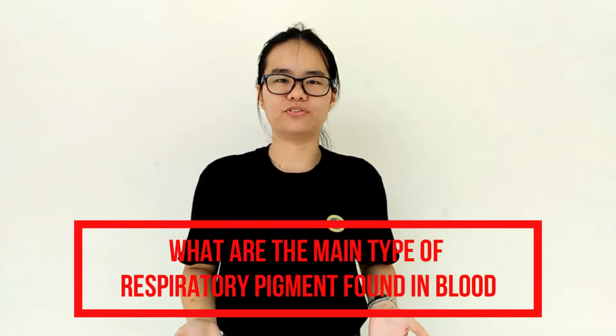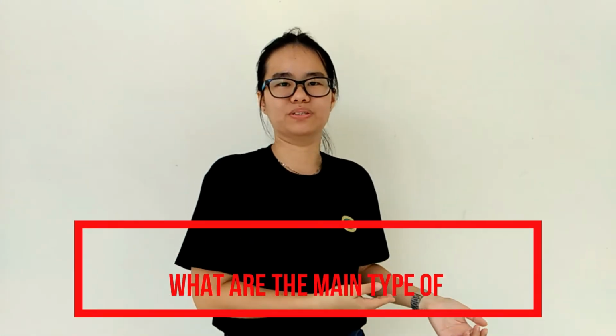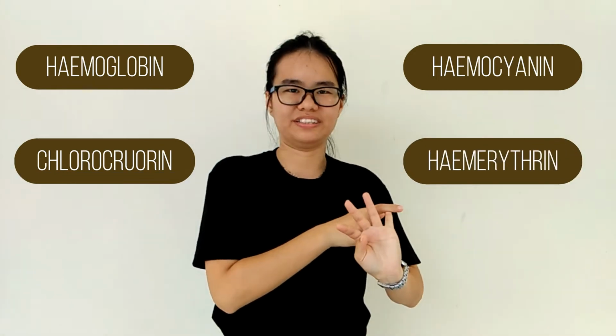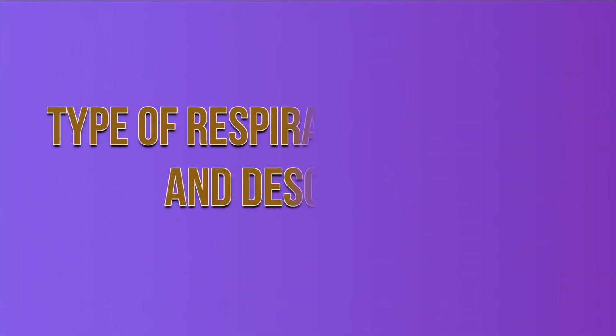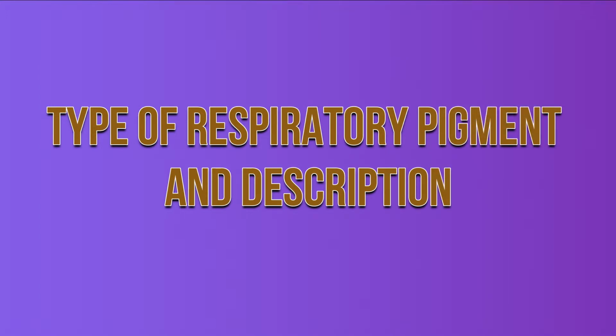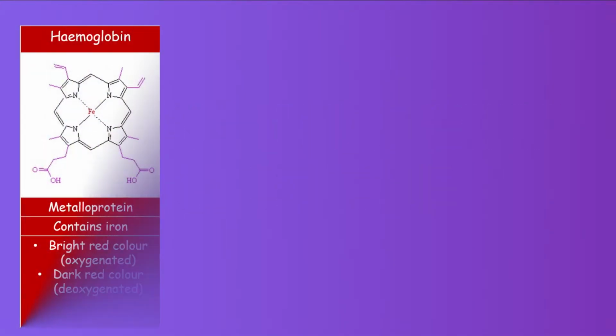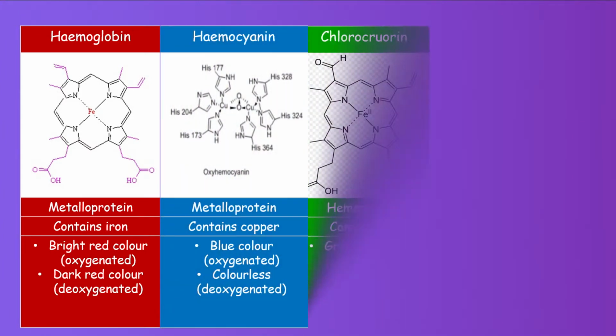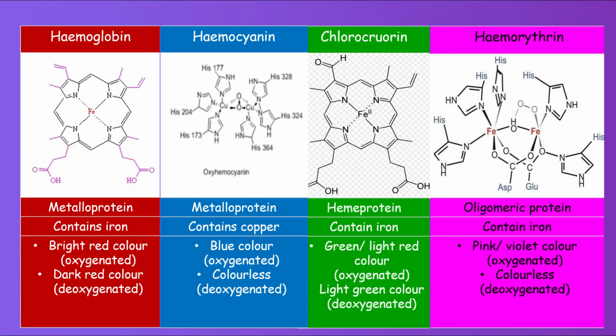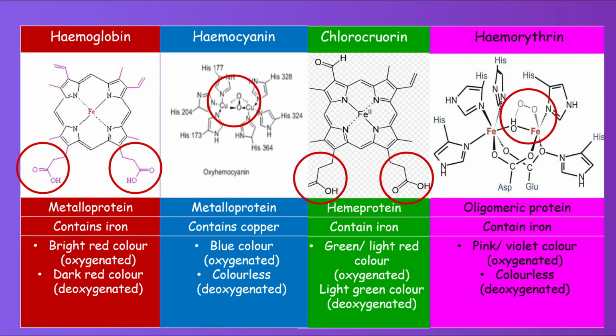What are the main types of respiratory pigments found in the blood of animals? There are 4: hemoglobin, hemocyanin, chlorocruorin, and hemerythrin. So I will describe and compare the respiratory pigments. As you can see, there are structures for each respiratory pigment, where the structures shown are in the oxygenated state, and I have circled the oxygen area in the structure.